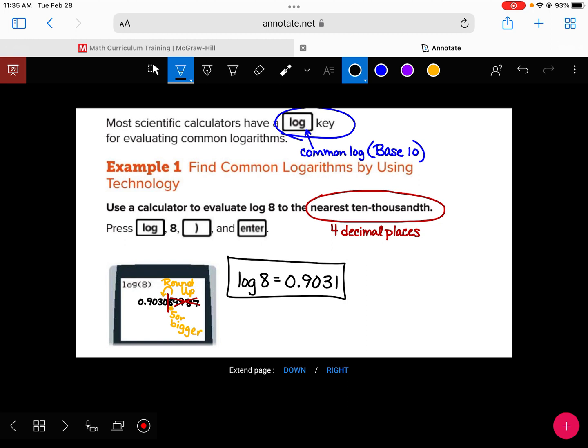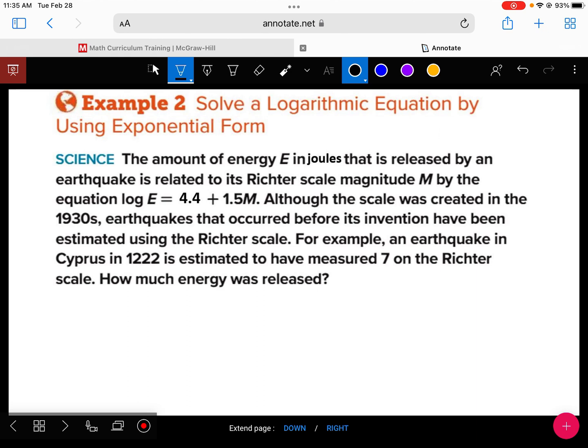Let's flip the page and look at example number 2. Example number 2 is everybody's favorite. It's a story problem. This is actually how they calculate this. If you take a physics class or other science classes, this is the equation that they use to relate the magnitude of an earthquake to how much energy it releases.